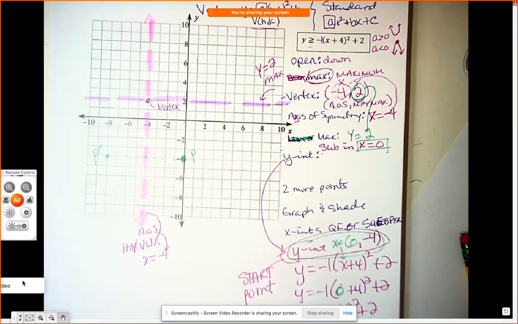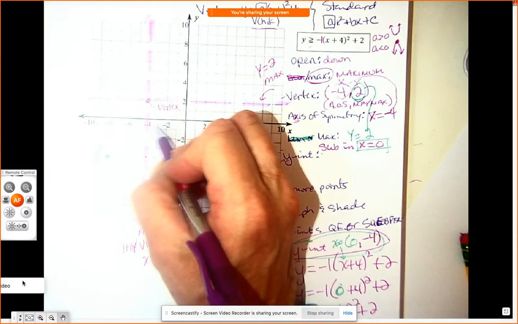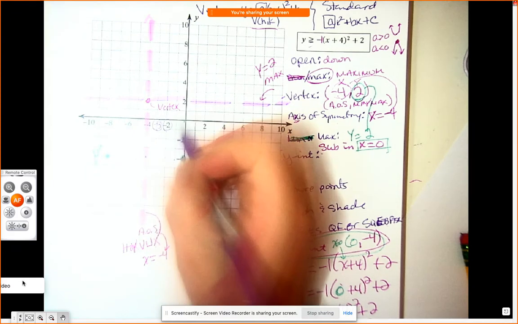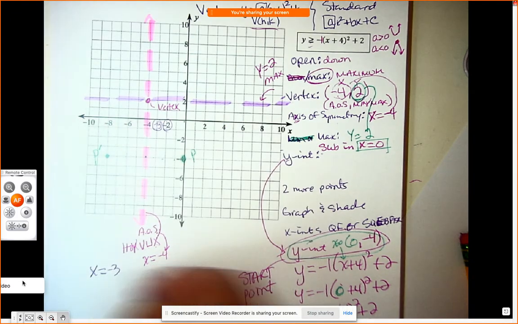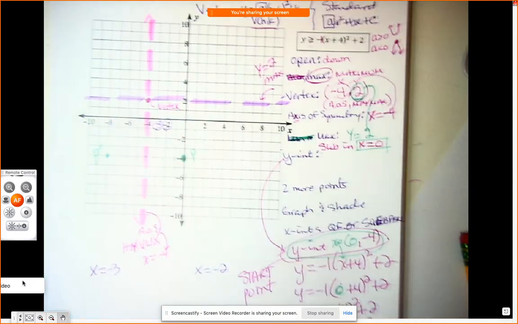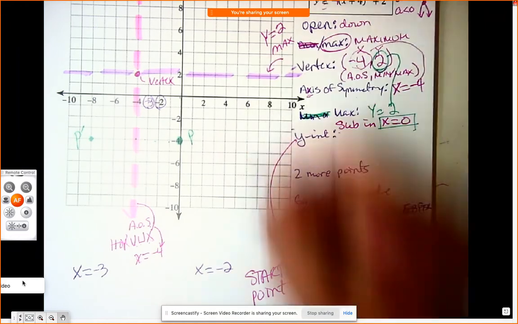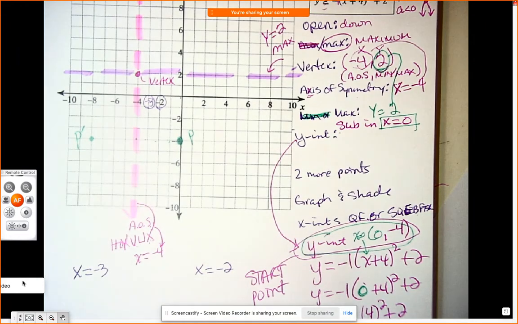Okay, I told you to give me 2 more points. Well, I told you go to the axis of symmetry and go to the right and pick that number and the next number. So I'm going to put in x equals -3, and then I'm going to put in x equals -2. Here's why I want you to pick those numbers: because the further you get away from the axis of symmetry, the farther down you have to go, and it won't fit on your graph.